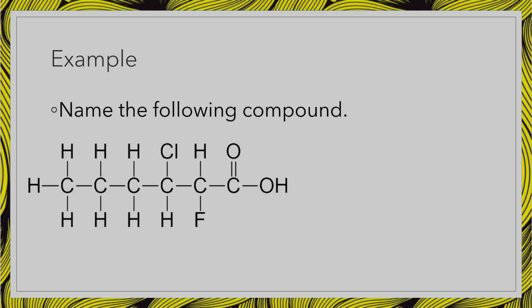Now, name the following compounds. Same deal, find the longest carbon chain. Count them: 1, 2, 3, 4, 5, 6. There's a carbon-oxygen double bond with an OH, so it's hexanoic acid. We have a chlorine and a fluorine.